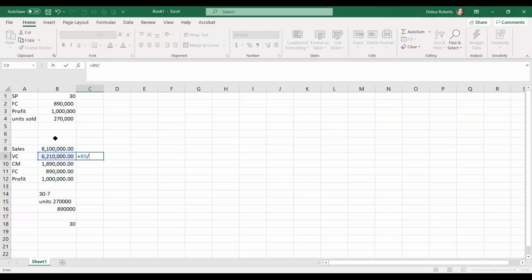Actually, you're on target. The 890,000 is fixed cost in dollars. You want to do it by unit, and you want to do it by the 270,000. Okay, you got the thinking right. That's right. You got it. I love that. Love that.